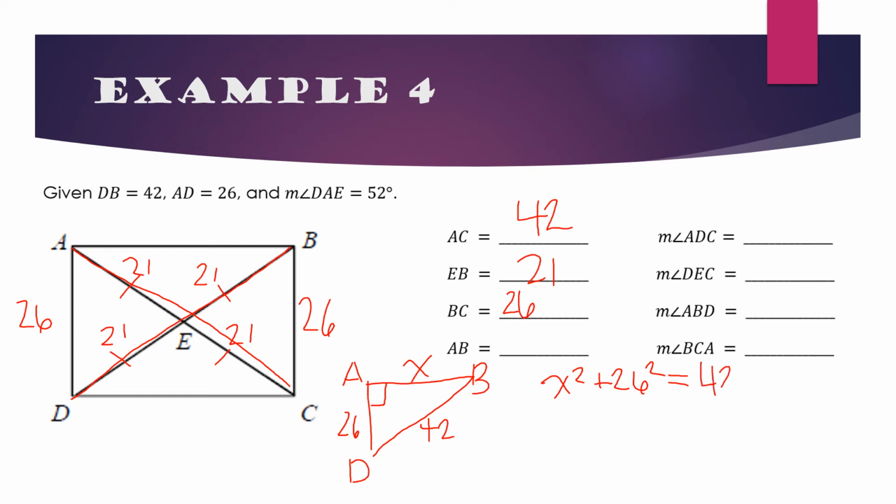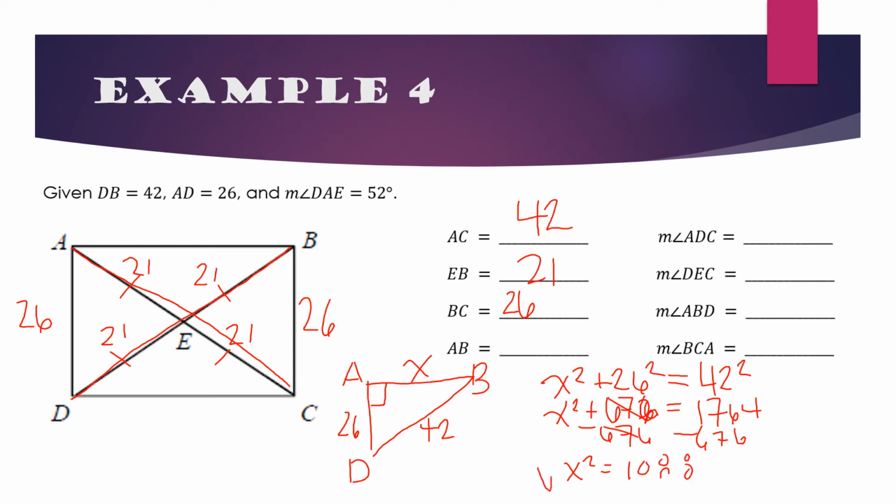Our hypotenuse is 42, squared. So now I'm going to calculate 26 squared, which is 676. And then I'm going to calculate 42 squared, which is 1,764. And now I'm going to solve this like normal. So I'm going to subtract 676 from both sides, and that's going to leave me with x squared equals 1,088.